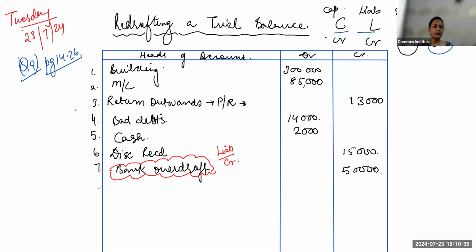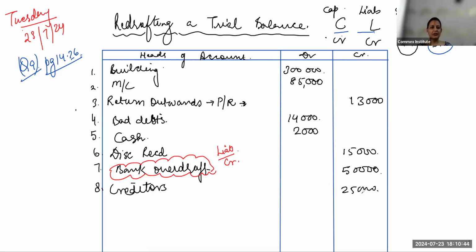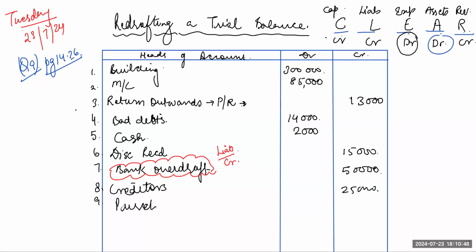Aditya, next one. Creditors would be a liability. So it'll have a credit balance. Keep on putting the figures, bacho. 2,50,000. Ninth one is purchases. It would be an asset. Not asset. It is an expense.